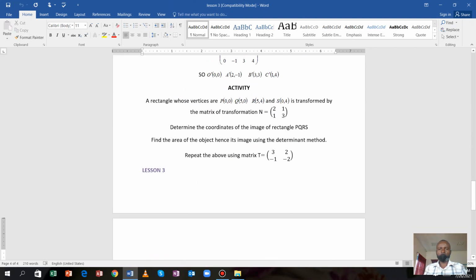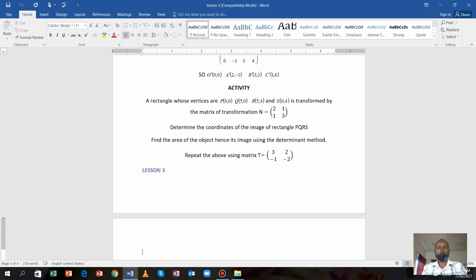So this is an activity now given to you: a rectangle with vertices P, Q, R, S. This time it's a rectangle. The rectangle is a quadrilateral. Find the coordinates of the image. Still follow my matrix times object. You can work out one at a time. For P, you get an answer. For Q, R, then S, or you can combine like the way I've been doing. It will save some time. You'll get the image.